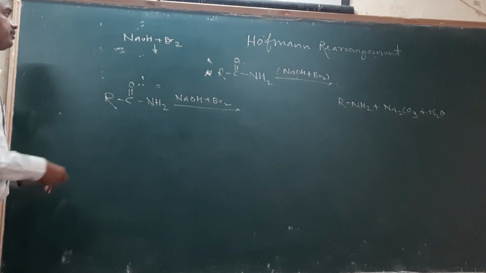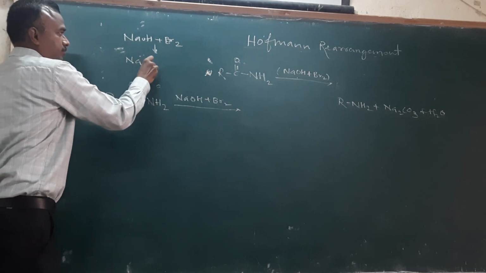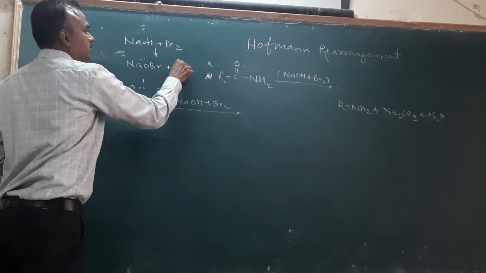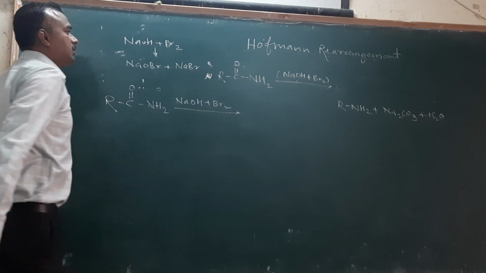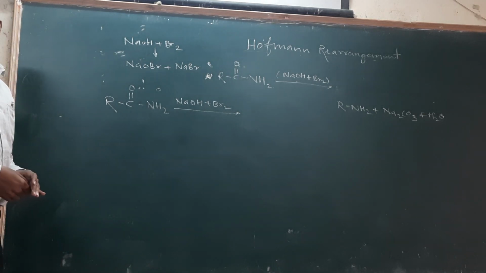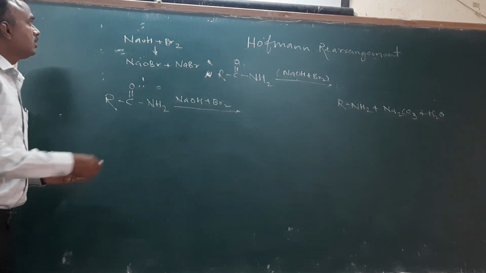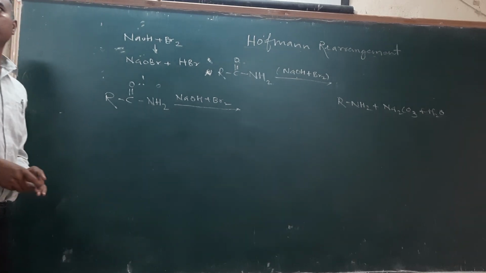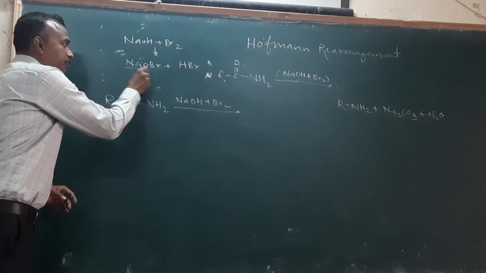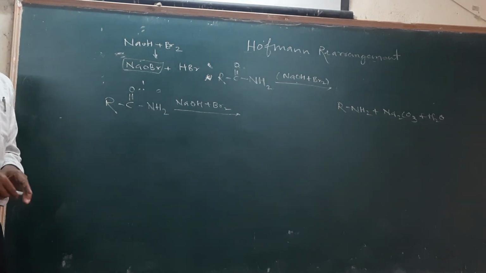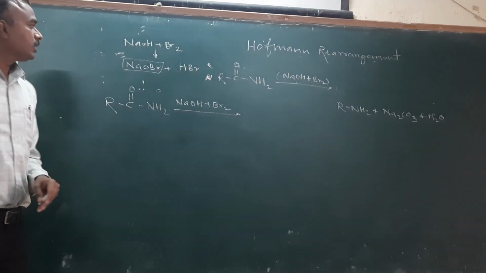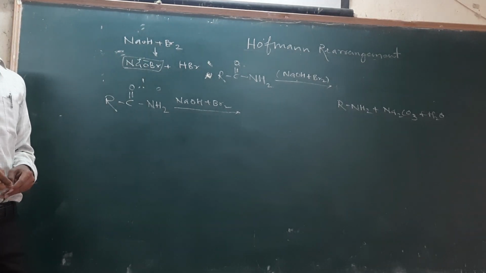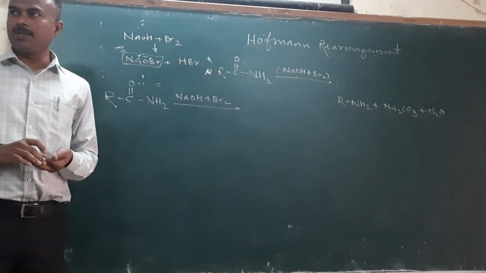It will give NaOBr plus NaBr. So here the main base is NaOBr, Na positive and OBr negative. So this is a strong base. Why is a strong base required?